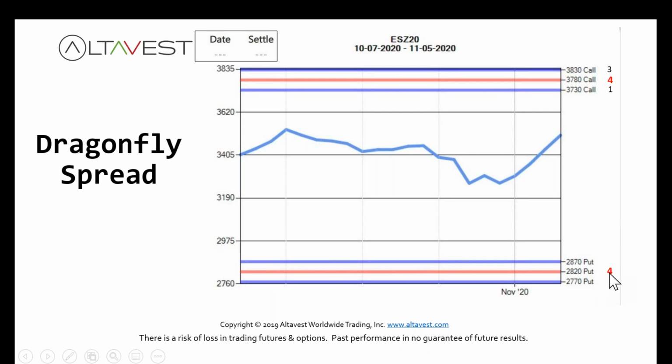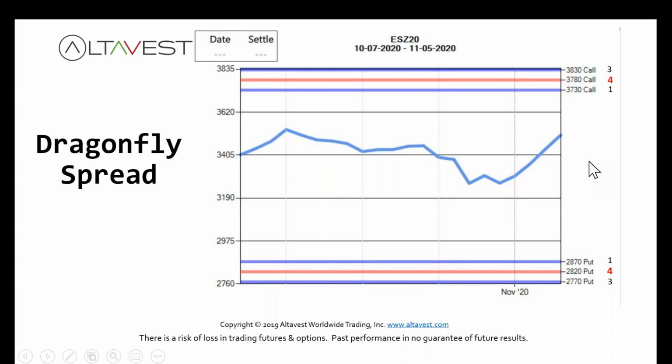Same structure on the bottom, selling 4, buying 3 further out, and buying 1 closer. And this is all done simultaneously on one order. So you don't have to worry about that. And I'm going to show you how easy we make it. But I just want to give you the idea of what the dragonfly structure is like. And I'll show you the benefits in the simulation here in just a second.